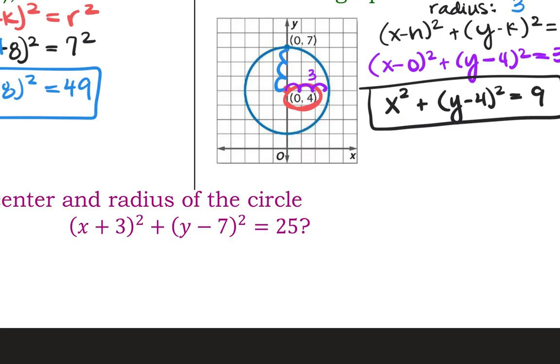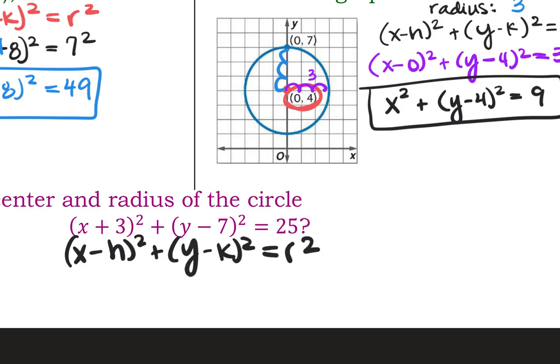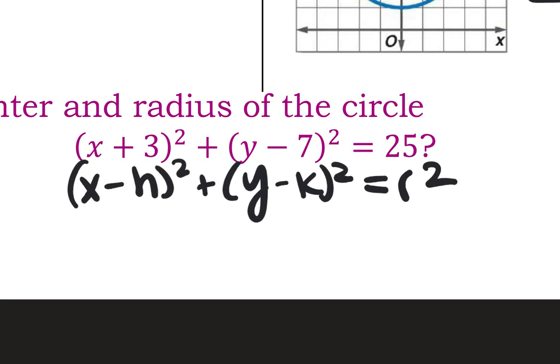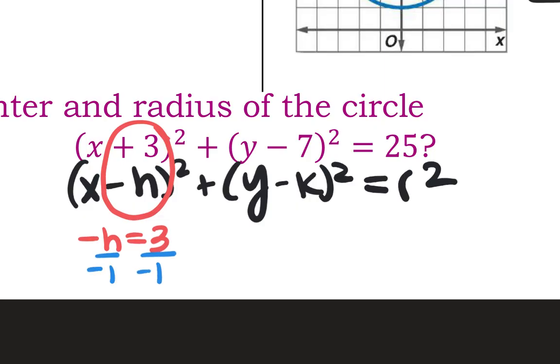All right, so we have x minus h, all I'm doing is writing the formula at the bottom. Y minus k equals r squared. All right, what do I have in place of h? 3. Some of you see it, already know what the answer is going to be, and that's fine. If we don't, you're going to say, okay, negative h is 3 right now. How do I make that a positive h? What do I have to do? Divide by negative 1. So your h value is negative 3.